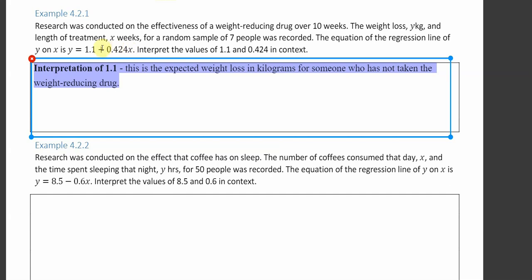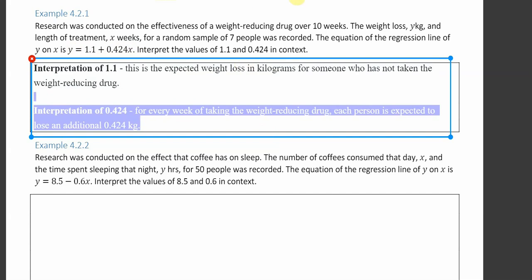That makes sense if you think about the equation. If we increase the value of x by 1, then we're going to get an extra 0.424. So y will increase by 0.424. So take the statement when x increases by 1, y increases by 0.424 and put that in the context of the question. And you should get something like this.